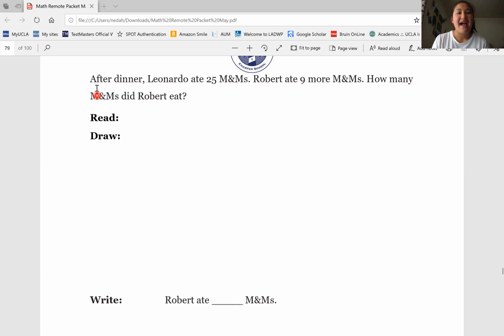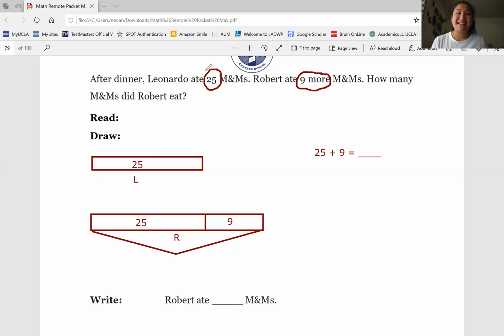2:1-2. After dinner, Leonardo ate 25 M&Ms. Robert ate 9 more M&Ms. How many M&Ms did Robert eat? I love M&Ms. You're going to pause and solve on your own. Let's see how you did.